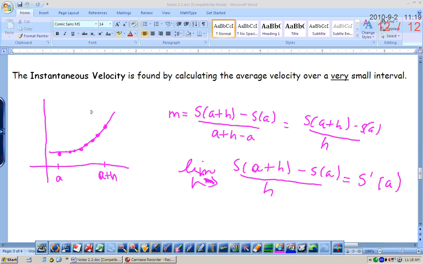So your instantaneous velocity is nothing more than the derivative of your position function. Average velocity, you're still having to find the slope between the endpoints on either side of your interval, but instantaneous velocity is just the derivative.